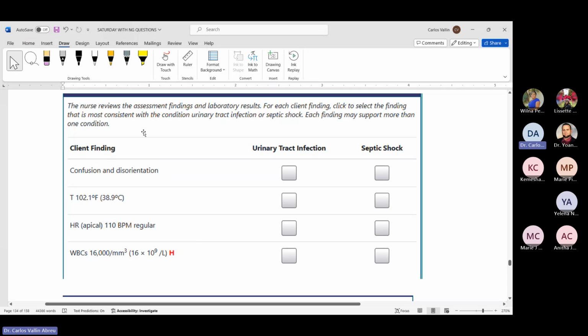So now there is a question that is asked to us. The nurse reviews the assessment findings and lab results for each client finding. Click to select the finding that is most consistent with the condition of urinary tract infection. So a localized infection in the urinary tract or septic shock.